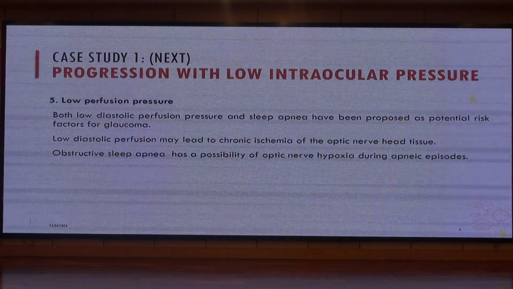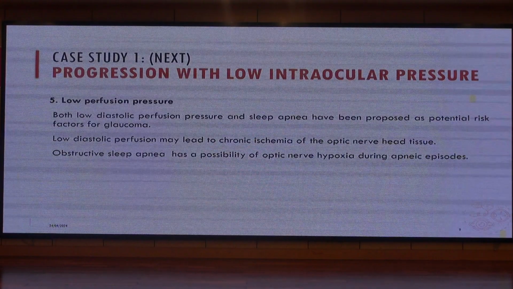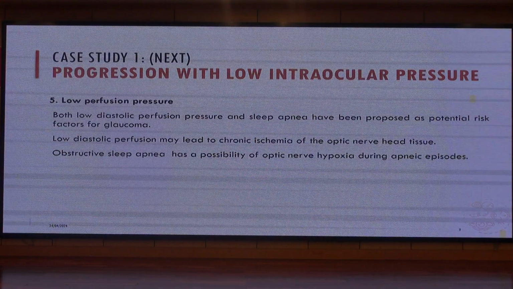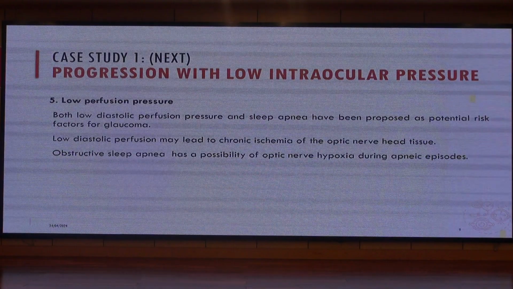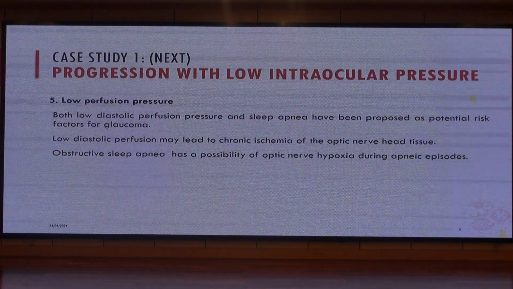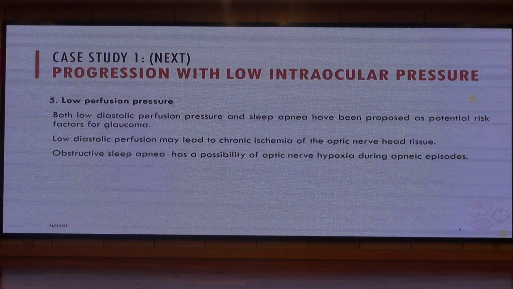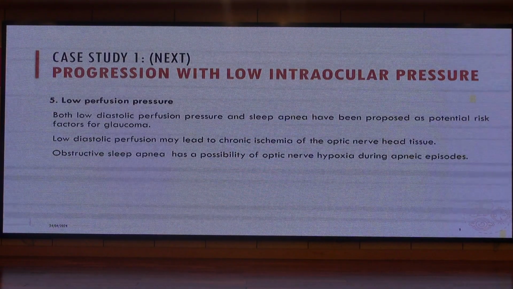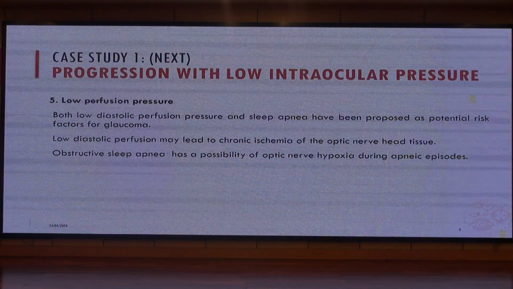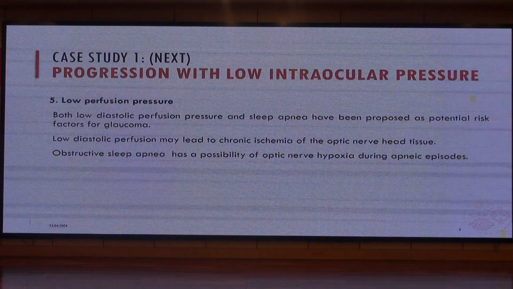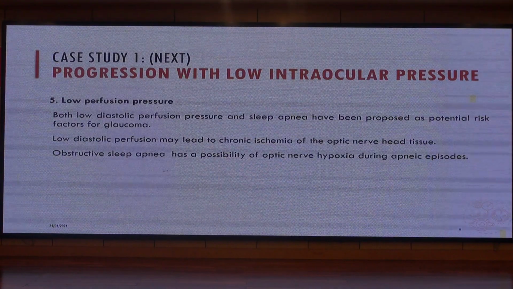Low perfusion pressure is also one possibility. Both low diastolic perfusion pressure and sleep apnea have been proposed as potential risks for progression. These situations may lead to chronic ischemia or hypoxia of the optic nerve, and this can lead to progression of optic nerve damage in glaucoma patients.